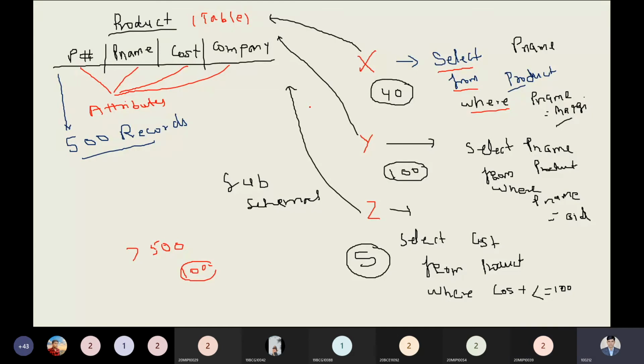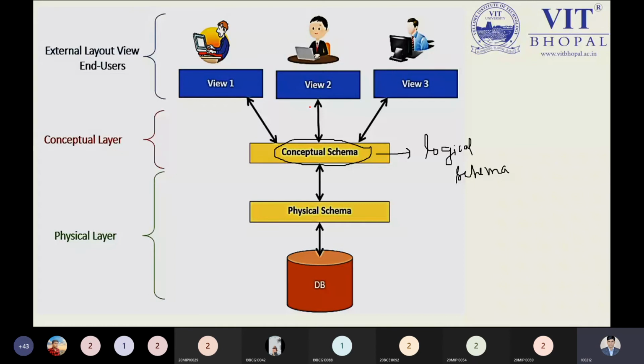This is the new image we are seeing on the screen. The physical layer is represented by the physical schema. Then the conceptual layer. In many different books we study the conceptual layer, but you may say, sir, you didn't tell us. No, my dear, there is no difference. The conceptual layer means we are talking about the logical layer, and respectively we have the conceptual schema. So conceptual schema and logical schema have the same sense.